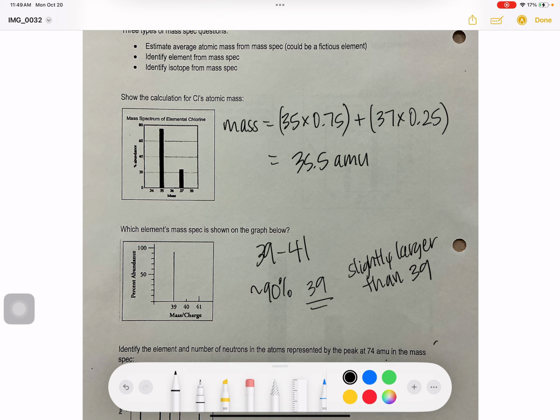You're welcome to do the actual calculation if you want to. I would not. You could definitely save yourself time and say that the only element on the periodic table that has a mass that's just slightly greater than 39 is potassium, whose symbol is K. And so that's how you could do that type of question.